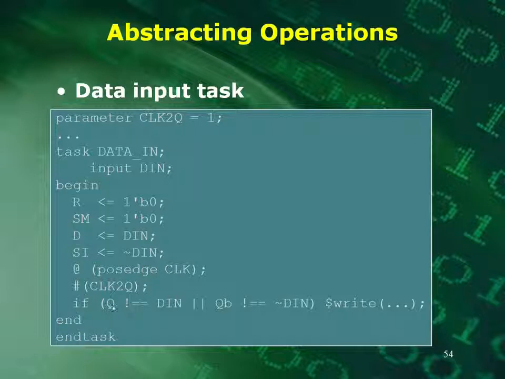We want to make sure that the Q, in this case, for the normal operating mode, should be equal to the data in. And Q bar should be the opposite of that. So if it's not, then we're going to write out some error.